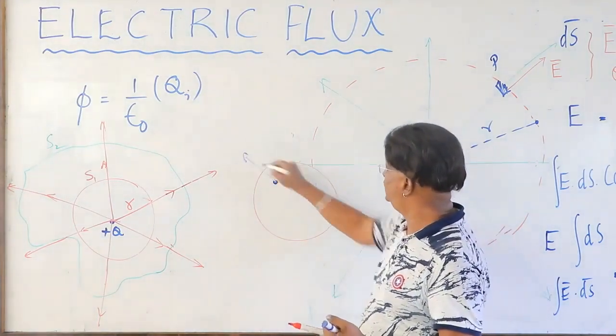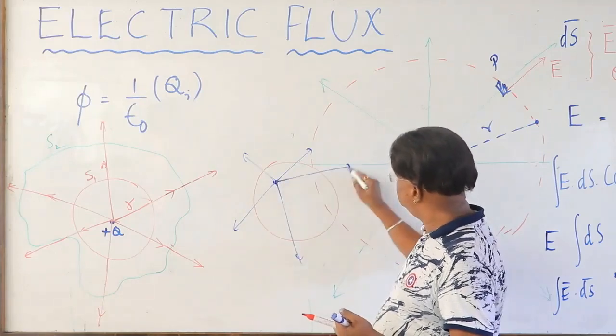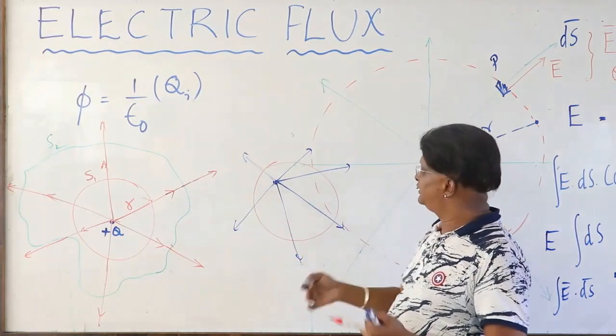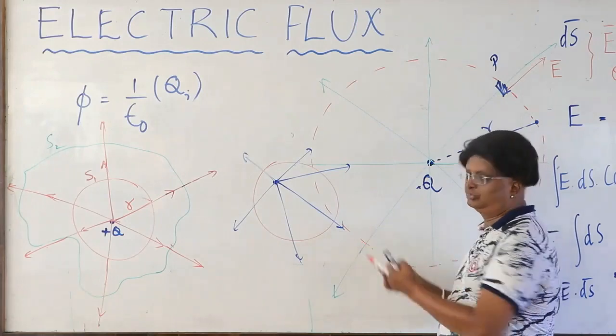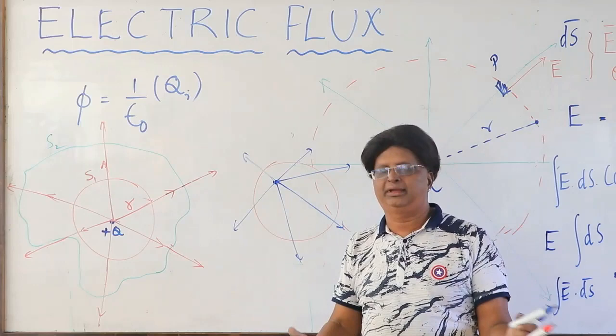No difference. 1, 2, 3, 4, 5, 6. Earlier, whatever the field lines that you have shown, the same field lines I will show here. If it's the same 1, 2, 3, 4, 5, 6, the same number is there.